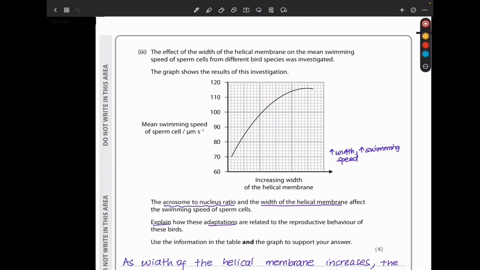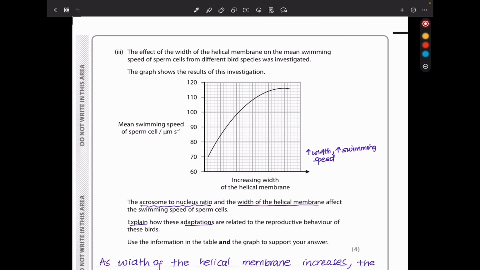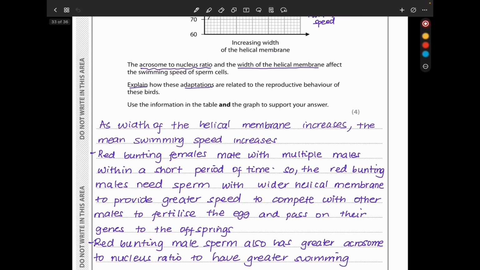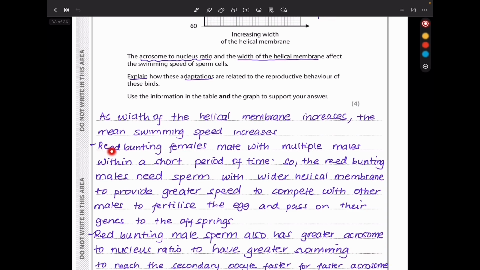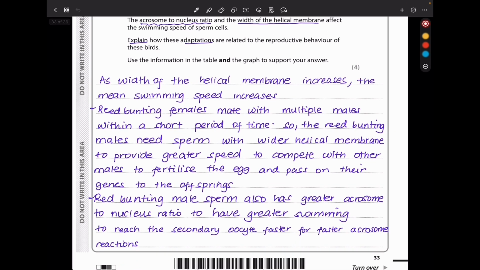These are all advantageous. From the graph, we see that increasing the width of the helical membrane increases the swimming speed. So here I said as width of the helical membrane increases, the swimming speed also increases. Red bunting females mate with multiple males within a short period of time. So the red bunting males need sperm with wider helical membranes to provide greater speed to compete with other males to fertilize the egg and pass on their genes to the offsprings.